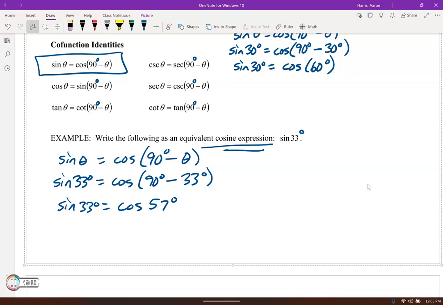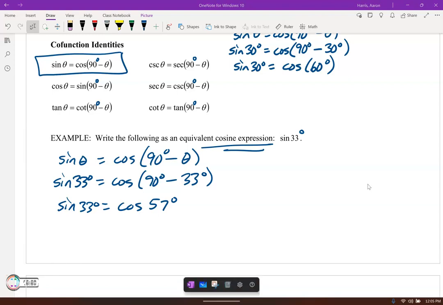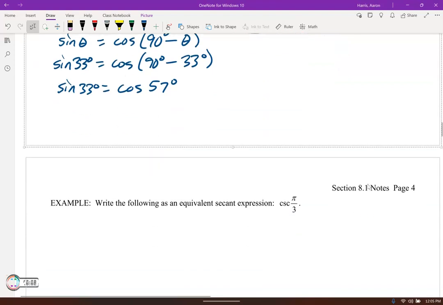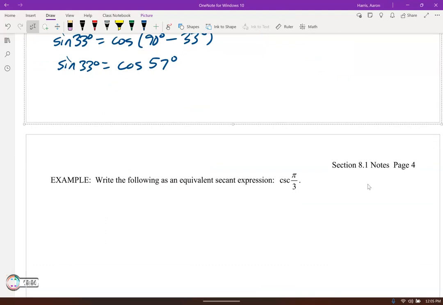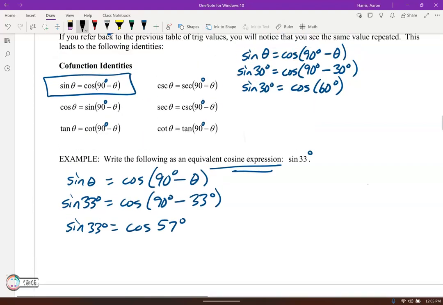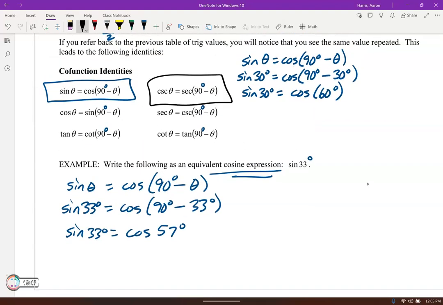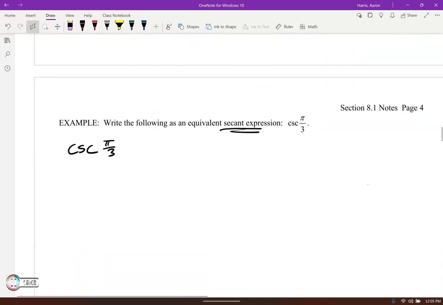So you can see that they're equivalent. Now I gave you these cofunction identities in terms of degrees. You could do it in terms of radians. So here I have cosecant of pi thirds, right? Notice this is in radians. I want it as an equivalent secant. I want cosecant as a secant. So I'm going to use this one. Cosecant of theta is secant of 90 degrees minus theta.